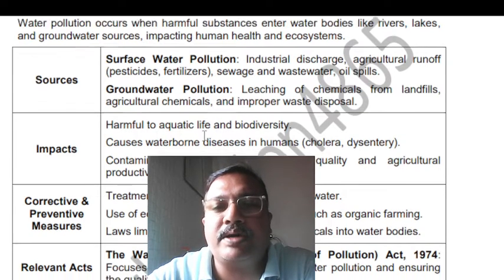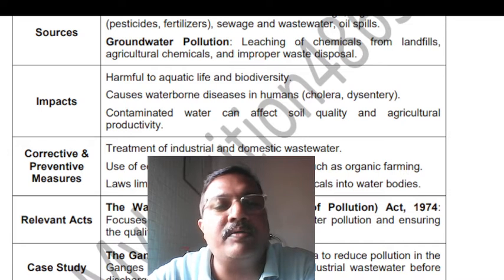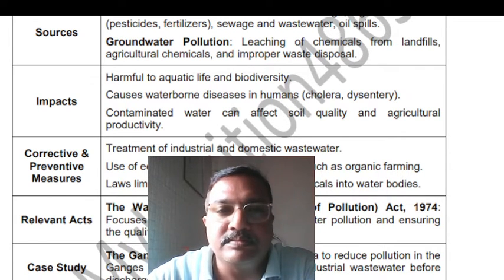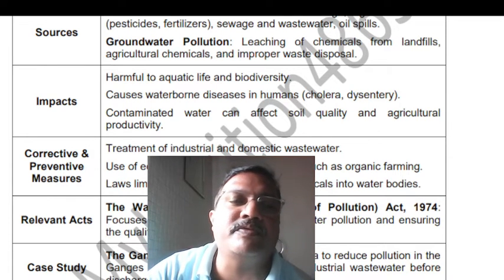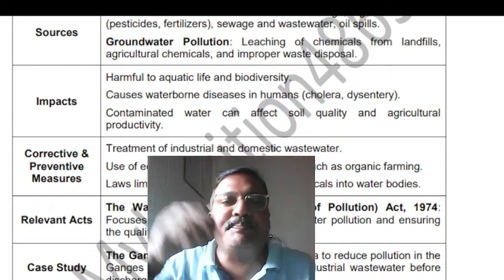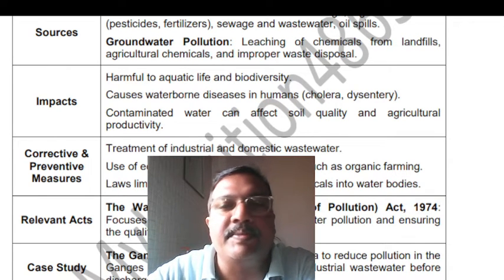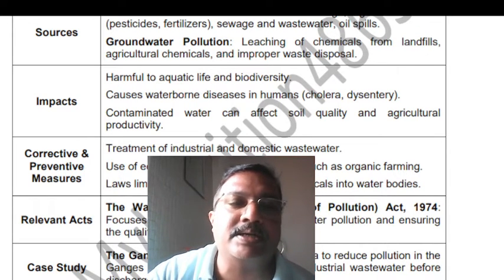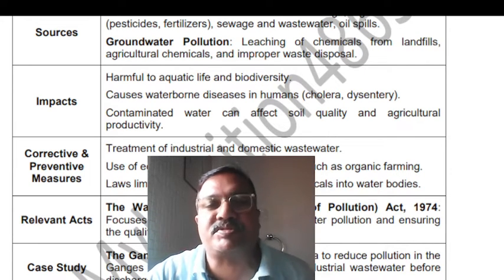Now the groundwater pollution. Groundwater is stored beneath the earth's surface, mainly in wells. The pollution occurs when harmful chemicals seep into the soil and mix with the groundwater sources. It may be by leaching from the landfill, from the agricultural chemicals, or due to improper waste disposal.